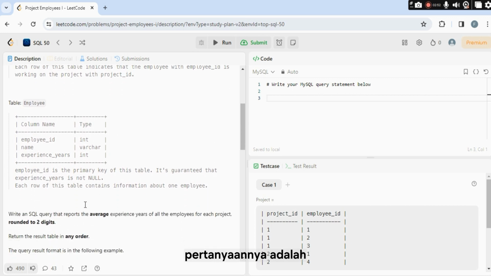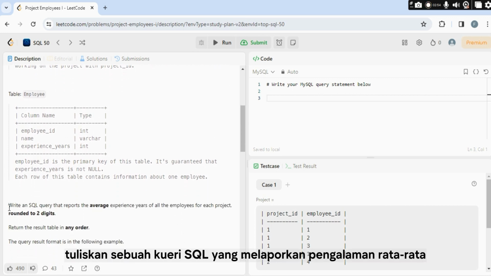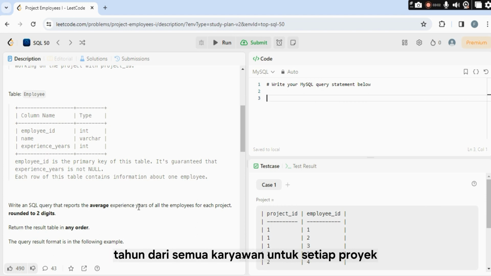The question is, write an SQL query that reports the average experience years of all the employees for each project. Round the result to 2 digits, and then return the result table in any order.